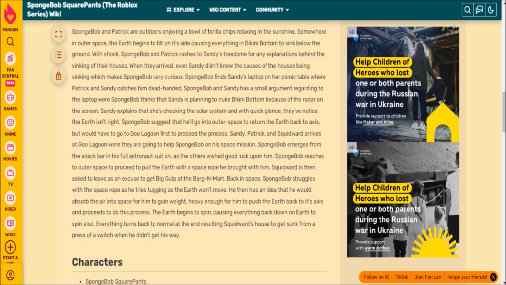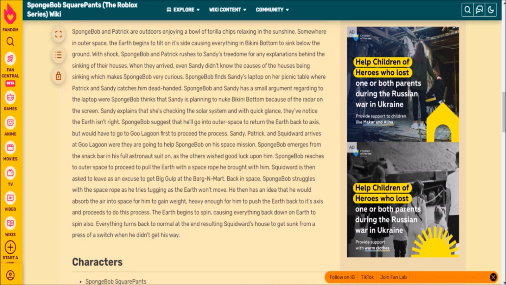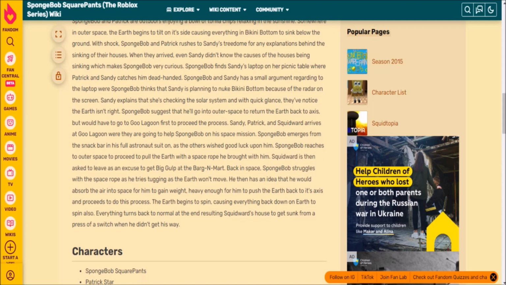He then has an idea that he will absorb the air into space to gain weight, heavy enough for him to push the Earth back to its axis, and proceeds to do this. The Earth begins to spin, causing everything back down on Earth to spin also. Everything turns back to normal at the end, resulting in Squidward's house getting sunk from a press of a switch when he didn't get his way.